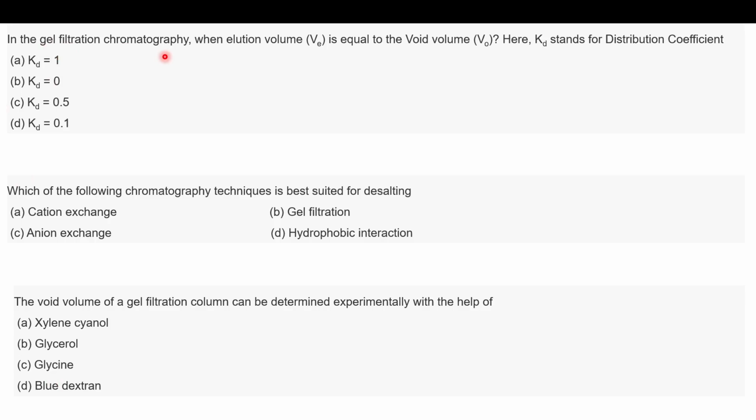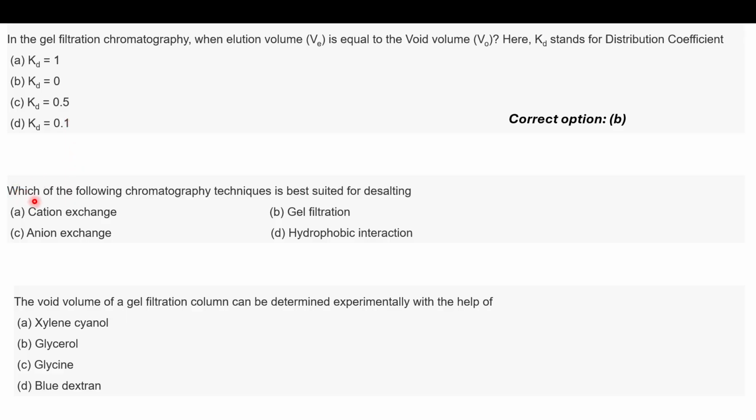Now, in gel filtration chromatography, when is the elution volume equal to the void volume? This is based directly on the distribution coefficient formula. If the elution volume is equal to the void volume, that means the molecules constituting your sample don't have any chance to interact with or get access to the pores of the resin. So the option will be option B. The distribution coefficient is 0, and everything is completely coming out at the void volume.